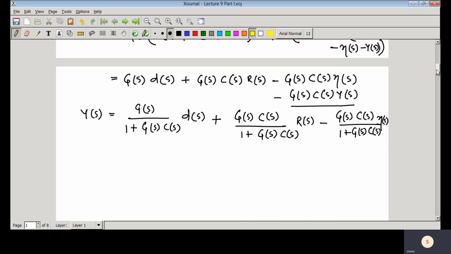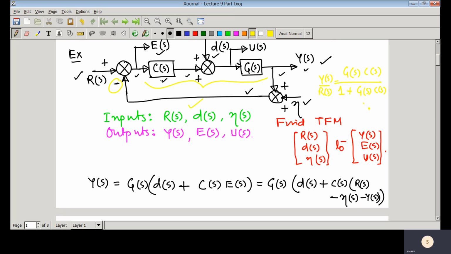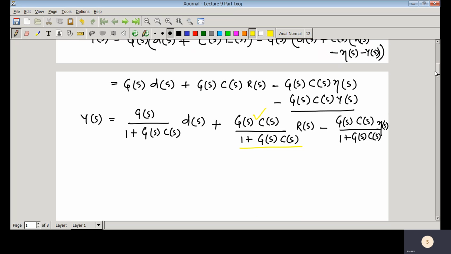So here you can see that the first term that you obtain, that is YS by RS equal to GSCS divided by 1 plus GSCS. You can see that directly just by inspecting the block diagram.